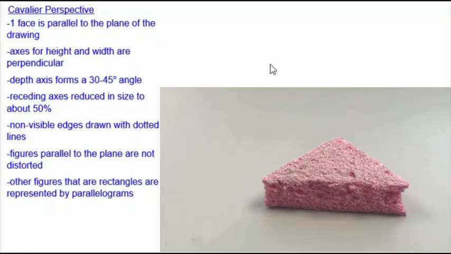So I found 7 different ways of arranging this object that all will follow the rules of the Cavalier perspective. I'm going to go ahead and draw all of those, and in a future video, I'll show off my drawings. That is today's Daily Dose of Math.